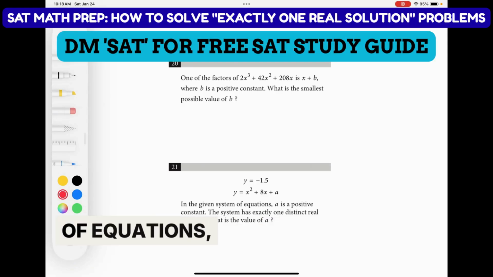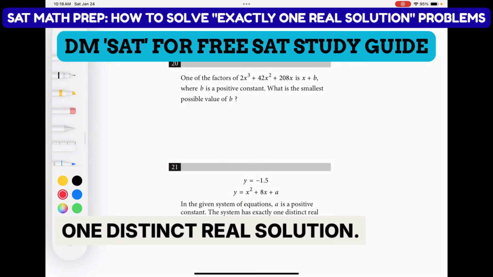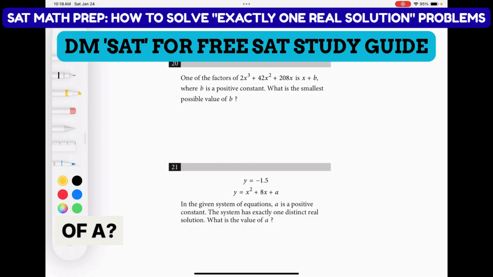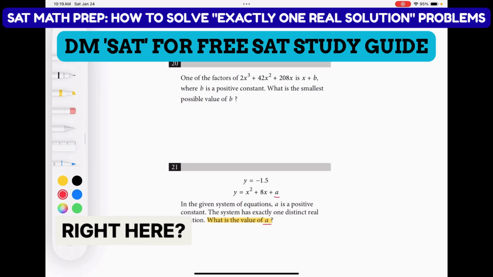In the given system of equations, a is a positive constant. The system has exactly one distinct real solution. What is the value of a? First, I'm going to highlight the question. What is the value of a, which is our constant right here?